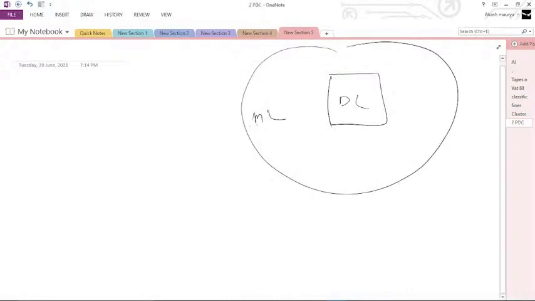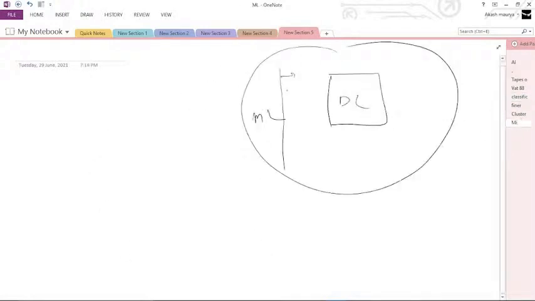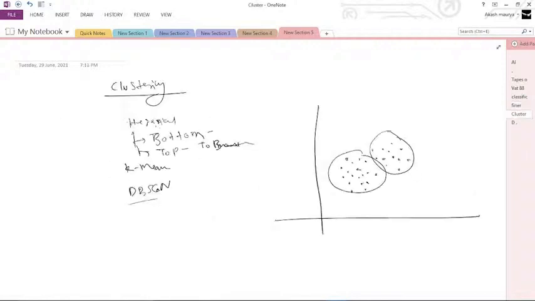We talked about all those classification models a few classes back: k-NN, SVM, naive Bayes, decision trees. All of them are statistical and classical machine learning models. Okay, and the linear, polynomial, and multiple linear regression are also classical models. And these clustering techniques, such as hierarchical clustering, k-means, and DBSCAN, are also classical models.